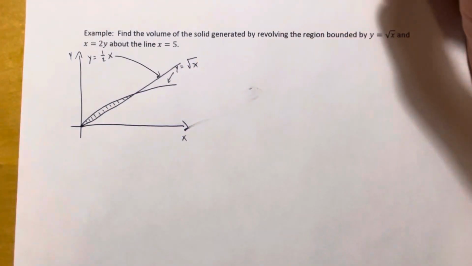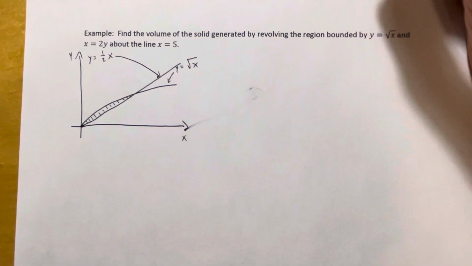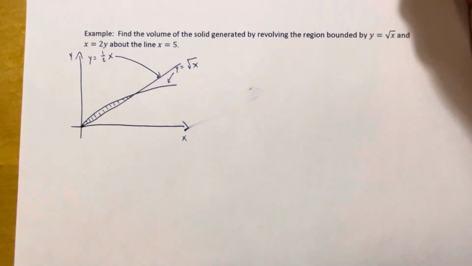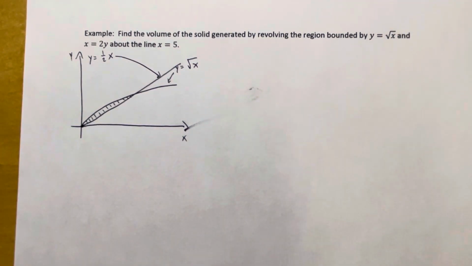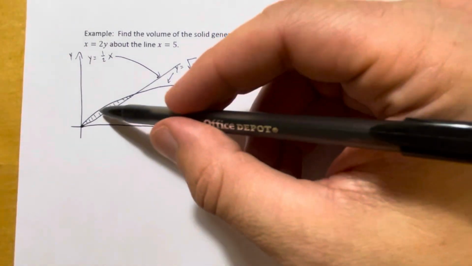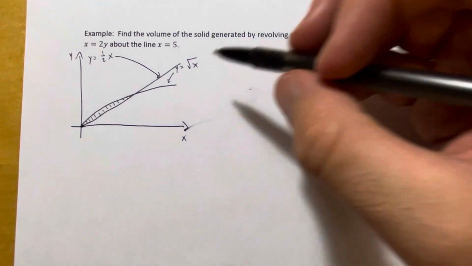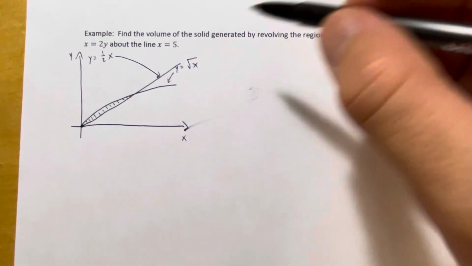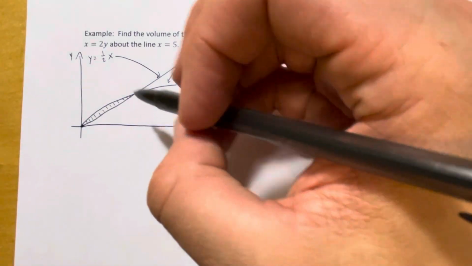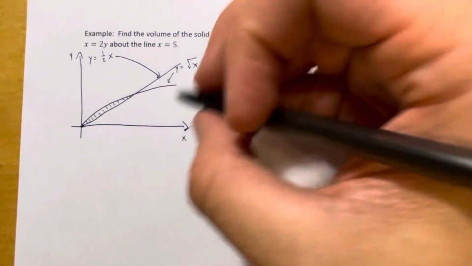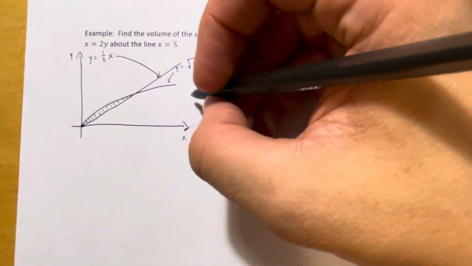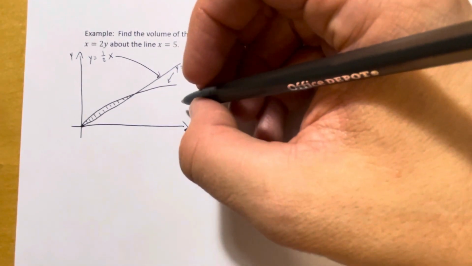Okay, so that is that line right there, and I can see the region that we have bounded here. Okay, so I need to find the volume of the solid obtained by revolving this little sliver of a region about the line x equals 5. Before we do that, let's figure out, well, first of all, the line x equals 5 is a vertical line.